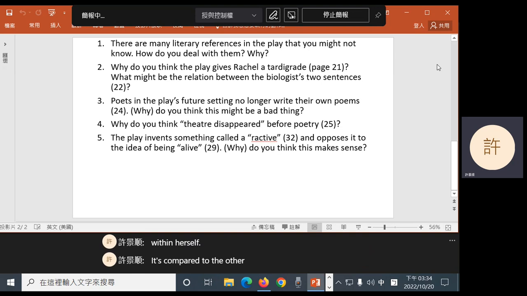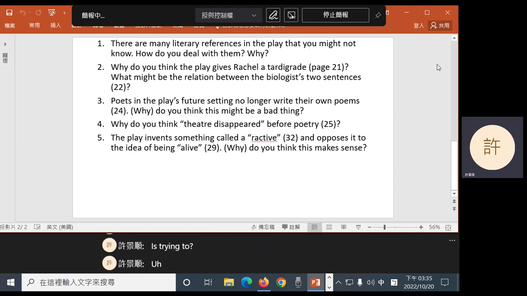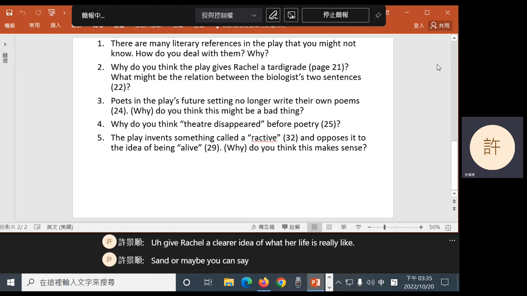It's compared to the other thing that she focuses on, the idea of cities. She doesn't understand what a city is, so she asks. And so it's possible that she also does not understand what it means to have a world within me. This is an idea that she is not used to. Nobody has ever asked her to think about this. Nobody has ever valued this part of her. So from this moment on, her relationship with Sandor is not just about keeping him happy physically and mentally. Because it seems like what makes Sandor happy is trying to give Rachel a clearer idea of what her life is really like. Sandor, maybe you can say, takes pleasure in educating her.